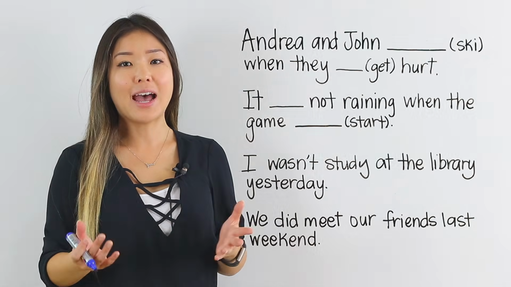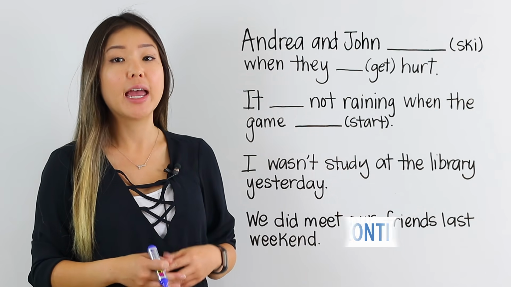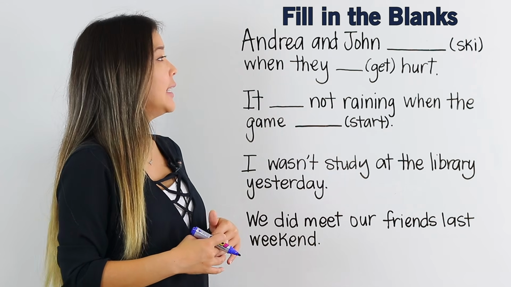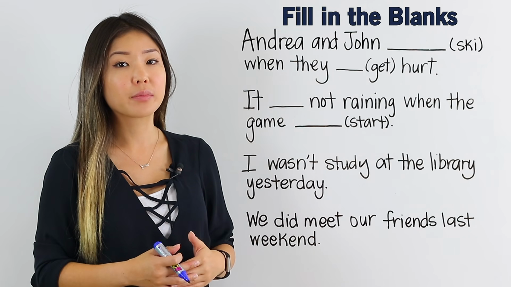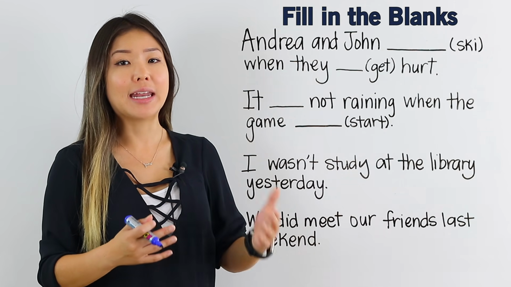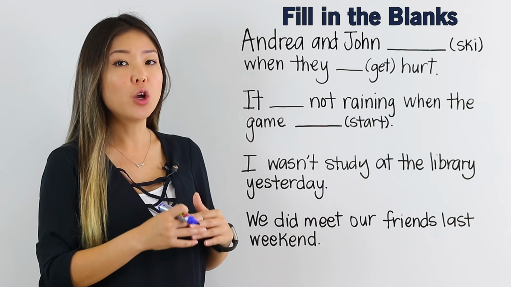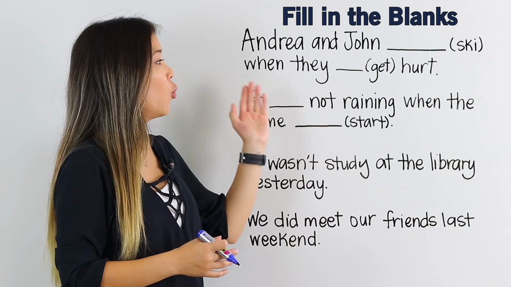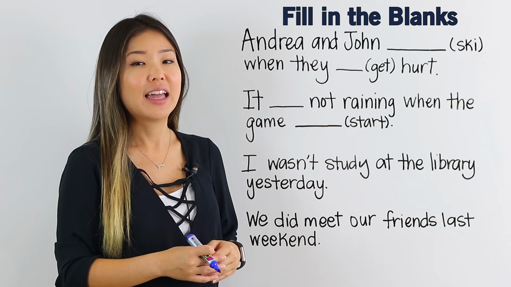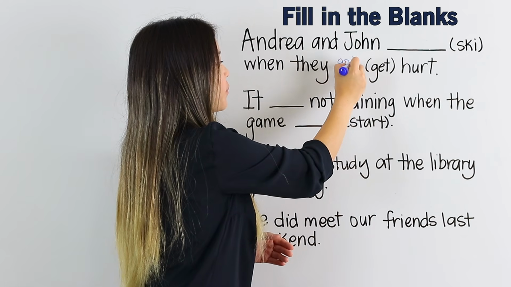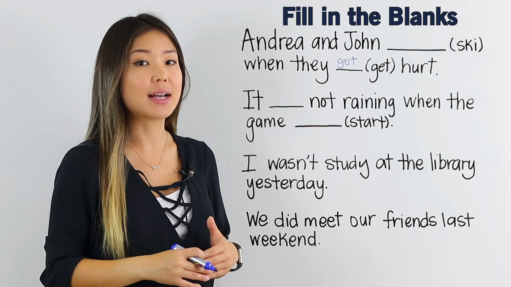Let's move on. Now, let's start a checkup of the when usage of the past continuous tense. Take a look at the first example. It says Andrea and John blank when they blank hurt. Remember, when shows an interrupting action. It needs to be used with the past simple tense. So let's first look at the second blank, when they blank hurt. What's the past tense of the verb get? The answer is got.